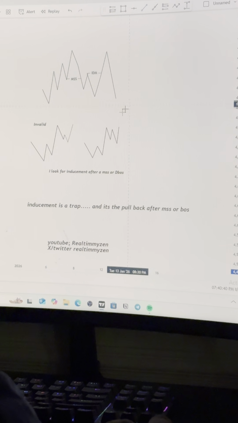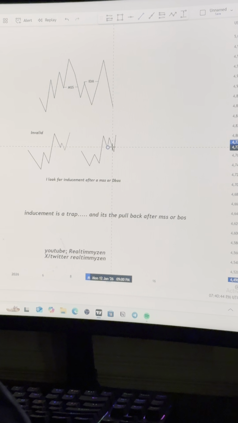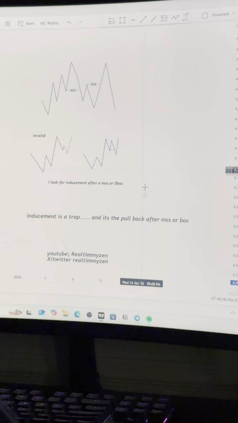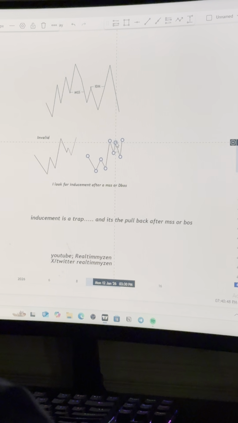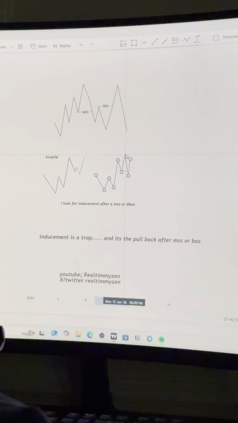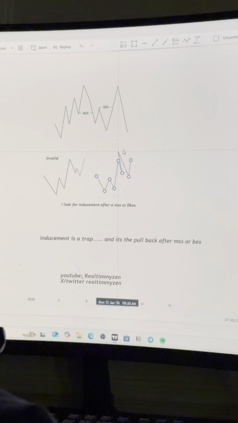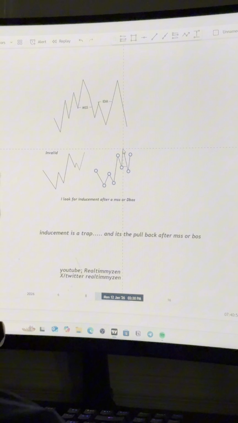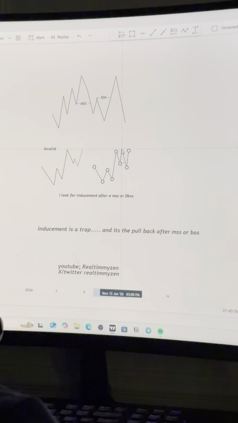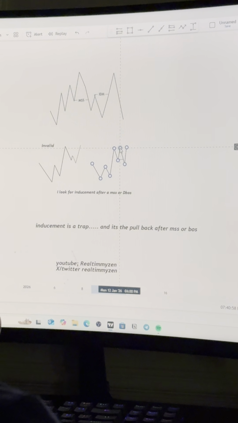Now, guys, this is a valid inducement. Let me mark it out. This is a valid inducement. And guys, take note of this. You know why I'm not letting this inducement break the structure? Because some people are going to ask me, must this inducement break this structure? Yes or no? It's not a must. It can and it might not. It can just give you maybe a double top before pulling back.